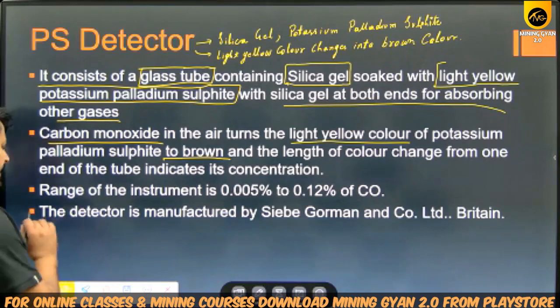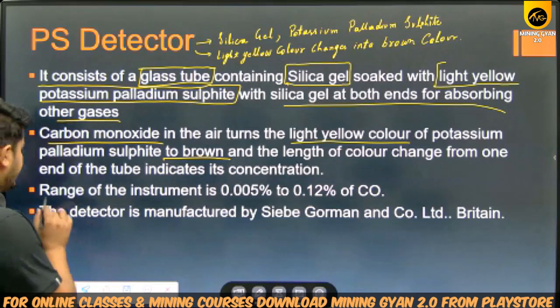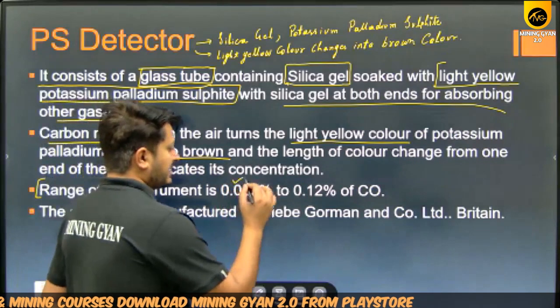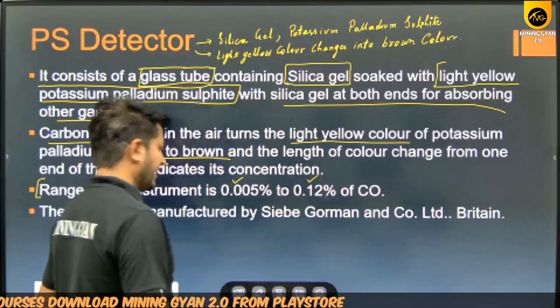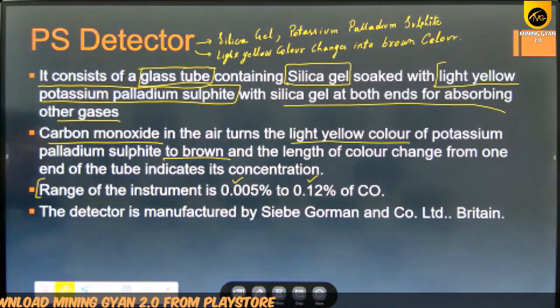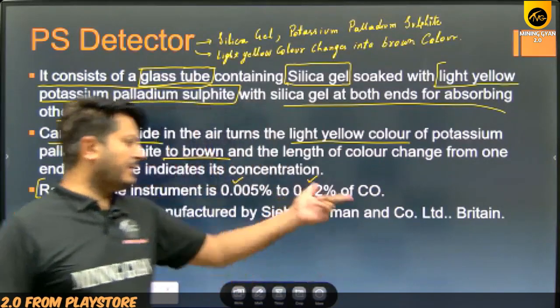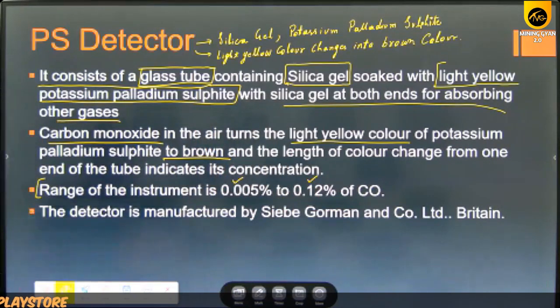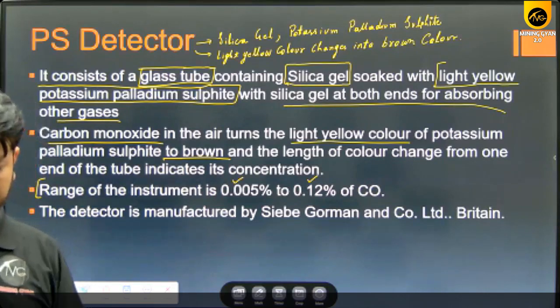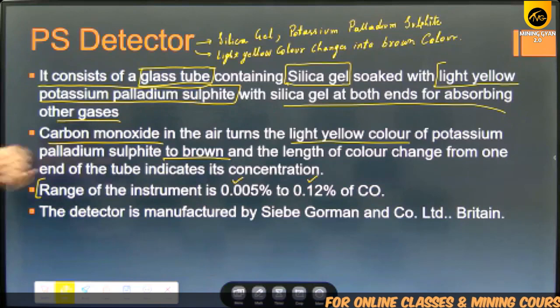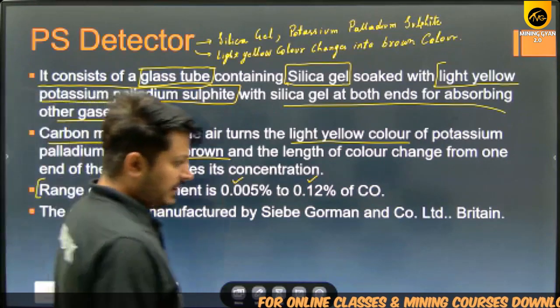Now the limitation, write this also. This is the limitation, important. The least measurement and the maximum measurement range of the instrument. So the range of the instrument is 0.005% to 0.12% of carbon monoxide. Okay, write the range also. Okay, this much is fine for now.